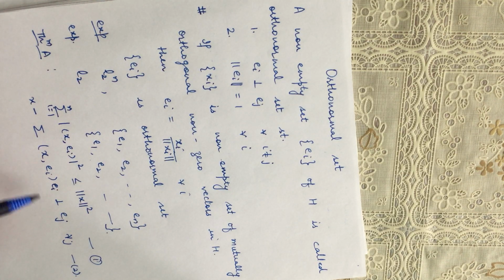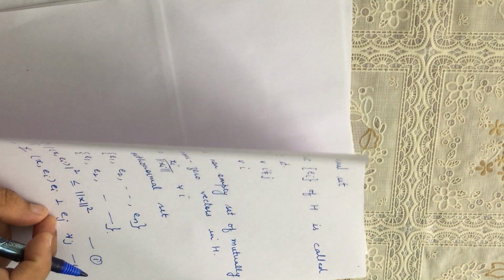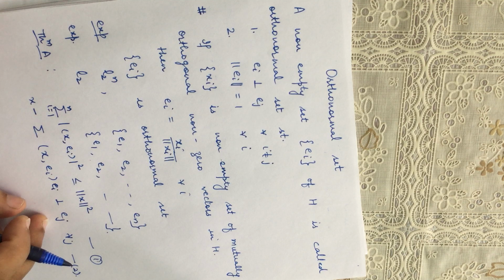Now the second relation says x minus this summation is perpendicular to e_j, which means if we subtract from a vector x its components in the several perpendicular directions, then the result has no component left in any of these directions, because this subtraction is perpendicular to e_j. That means there is no component left in that direction e_j.